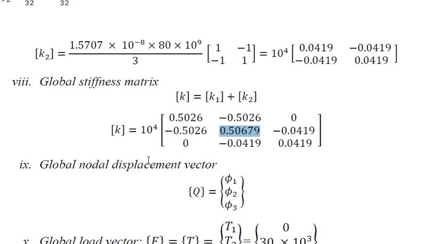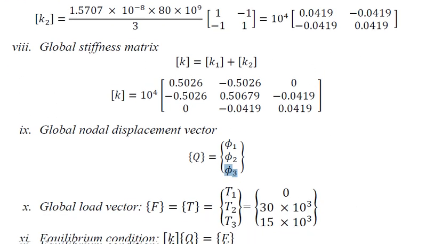After the global stiffness matrix, we have to write the global nodal displacement vector. You see, all the problems are the same. Bars, beams, trusses, torsion, heat transfer, everything is of the same type. We have to write the global displacement vector. What is the global displacement vector? Pi 1, pi 2, pi 3. 3 degrees of freedom, node 1, node 2, node 3. So pi 1 is the angular rotation at node 1, pi 2 is the angular rotation at node 2, and pi 3 is the angular rotation at node 3. There are 3 degrees of freedom.